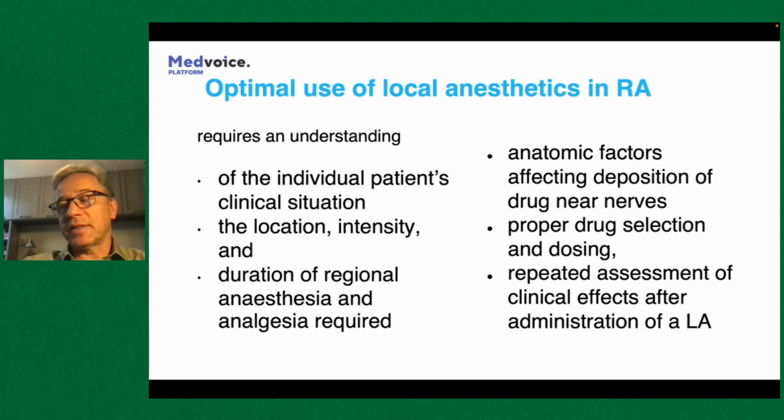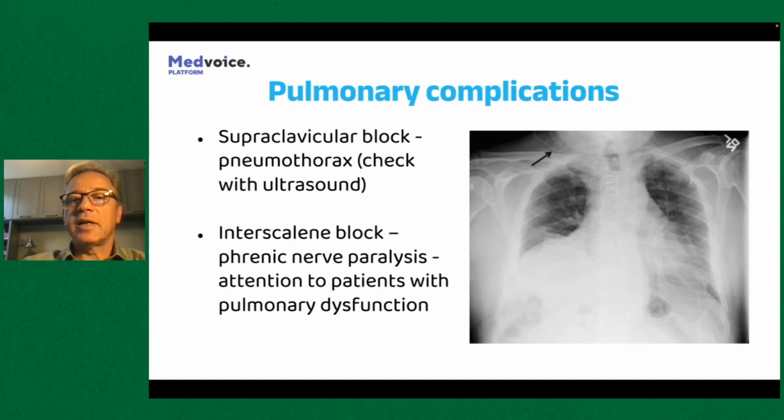Optimal use of local anesthetics for regional anesthesia requires a good understanding of the patient's individual clinical situation, location, intensity, and duration of regional anesthesia and analgesia required, anatomical factors, proper drug selection, doses, repeating assessment of clinical effects, and administration. Pulmonary complications, for some blocks like supraclavicular blocks, it's pneumothorax, and so you check with ultrasound these days very quickly.